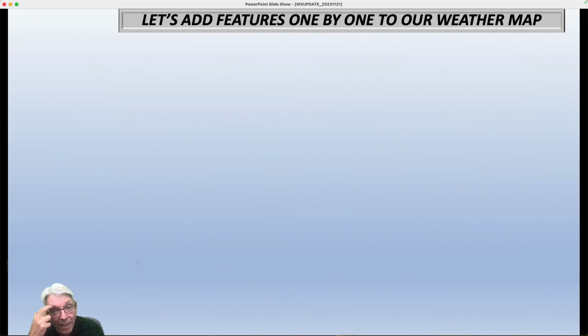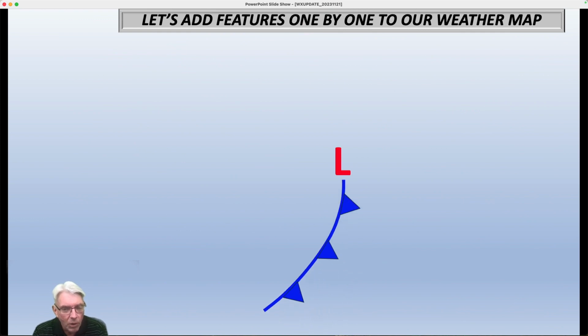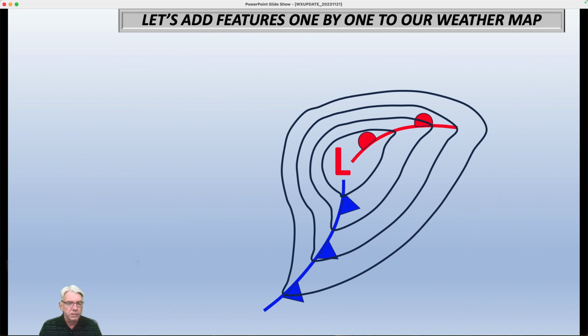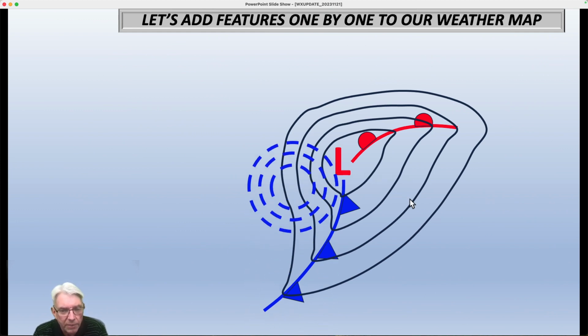Okay, so let's add features one by one to our hypothetical weather map here. We're going to start off with an area of low pressure, and we're going to put the attending cold fronts and warm fronts associated with that low, okay? And then we're going to draw in isobars, which are lines of equal pressure. And again, notice how the isobars kink or bend at the various frontal locations. And notice that there is a fairly strong pressure gradient back in here, here, and to some extent here.